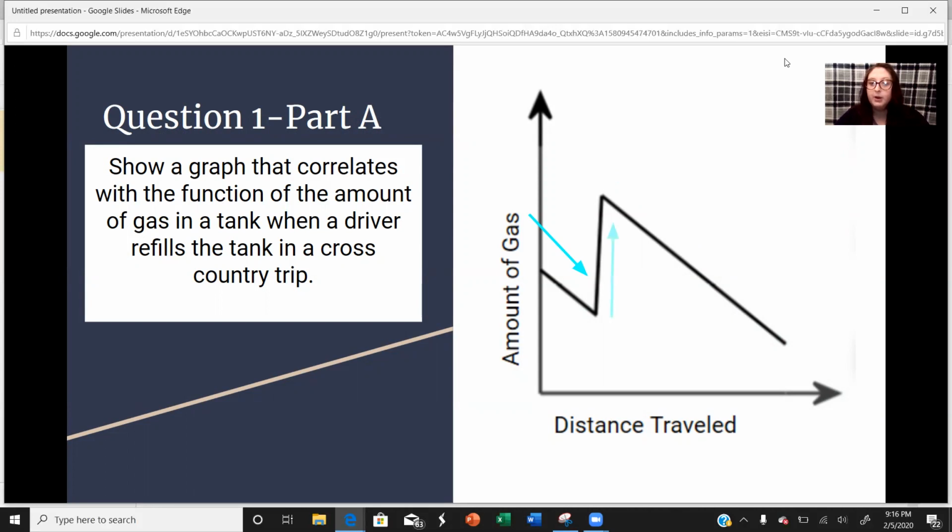And it stays in the same spot and it goes up. It doesn't go any further to the right, it only goes up. And that's because it's being filled with gas and not traveling any distance while doing so. And then it goes down because this is him driving, somewhere in that cross-country trip.